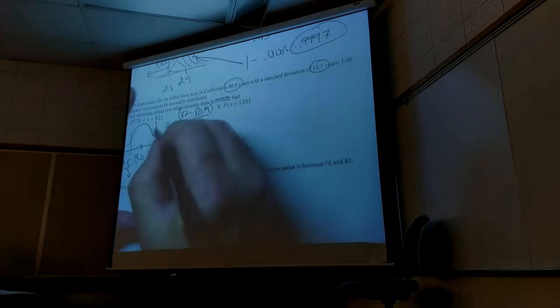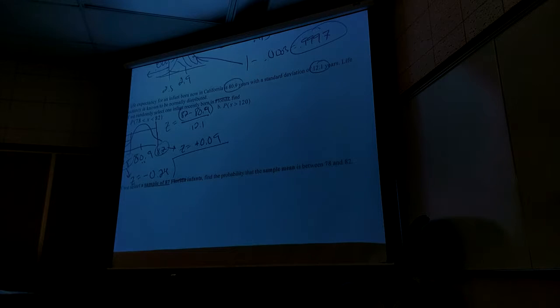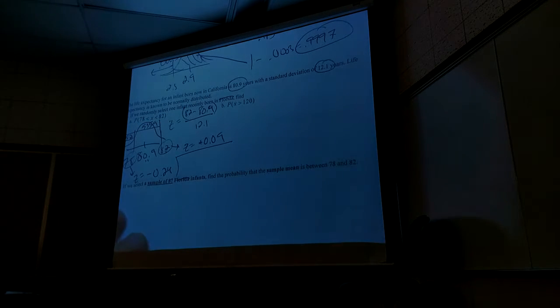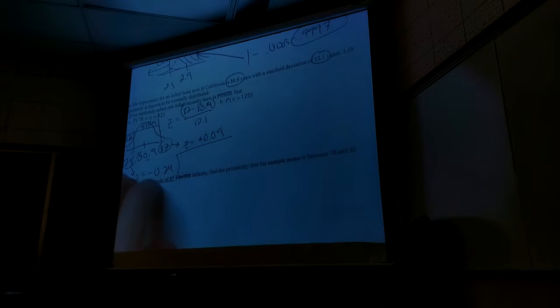So when I look up 0.09, what do you get in the chart? 0.5359, and we look up negative 0.24. 0.24, you get 0.4052. If you are somebody who has no idea how I'm getting those numbers, this is a bad place to be. Everybody should know how to read that z-score chart by now.